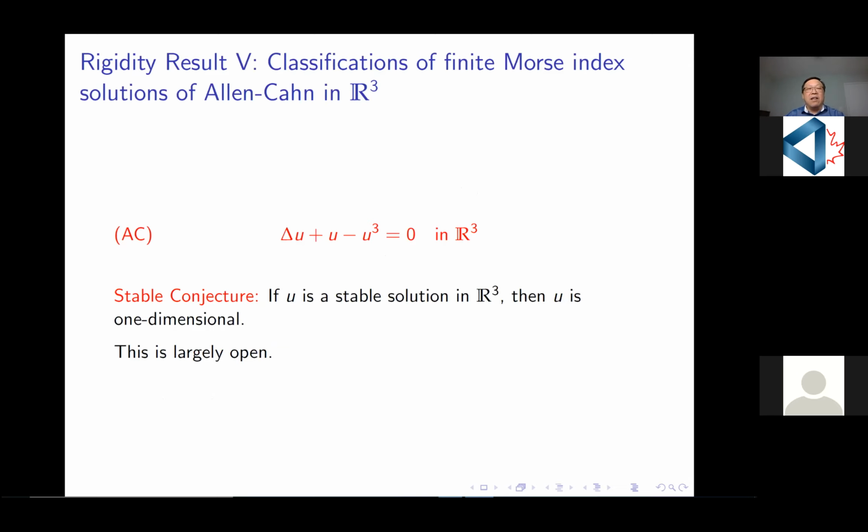Okay, so let me now go to the fifth classification, finite Morse index solutions in R3. We have done finite Morse index in R2. Now you see that in R3 we cannot even classify the stable solutions, so even the stable solution case is largely open.